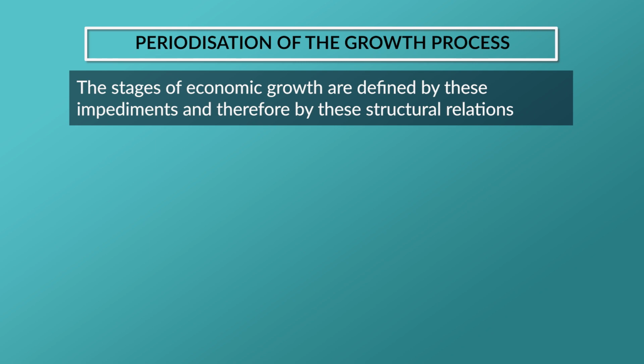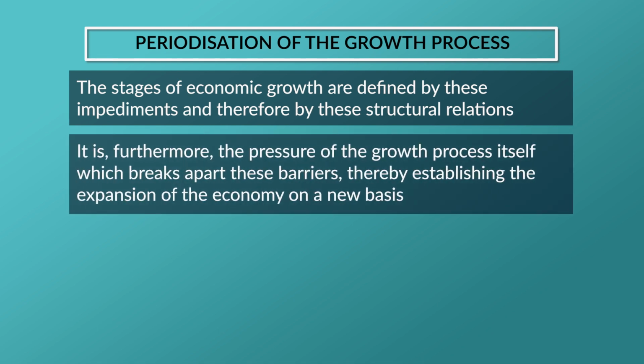While we attempt to make a periodization of the growth process, we find that the historically distinct periods within the development of the capitalist economy are defined theoretically by the form which the growth process takes, or in other words, by the tendencies which dominate the growth process. So, the stages of economic growth are defined by these impediments or barriers, as you can say, and therefore by these structural relations. It is furthermore the pressure of the growth process itself which breaks apart these barriers, thereby establishing the expansion of the economy on a new basis.